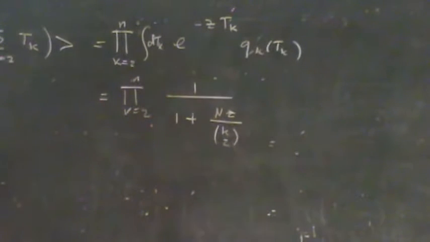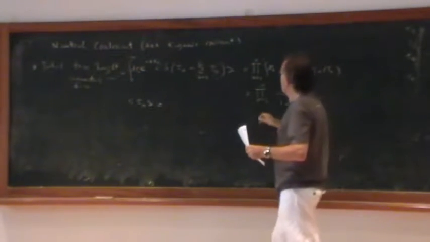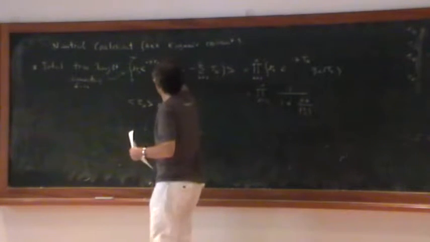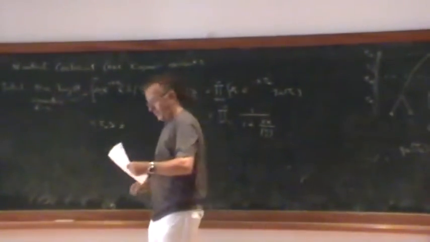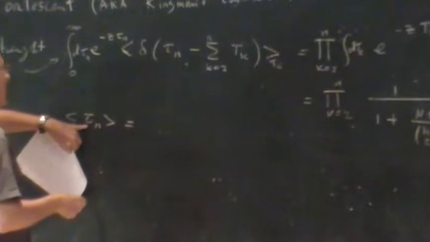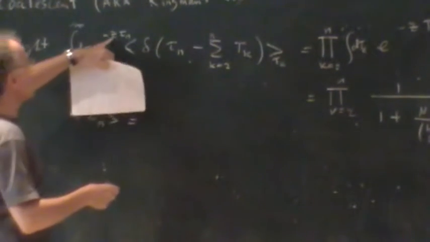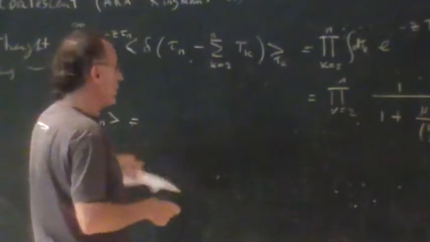So now let's calculate the average time to the most recent common ancestor. Excuse me? Yeah. What does it mean, like larger equal or different? Because you have larger and then equal. It's the physicist's notation for the average. So this is the average over... so this object is basically a derivative of a generating function with respect to z, evaluated at z equal to 0.